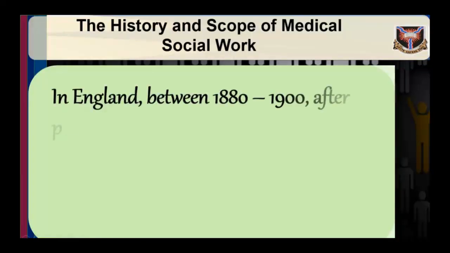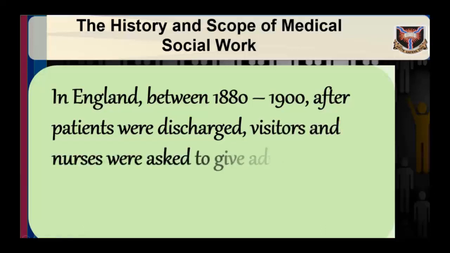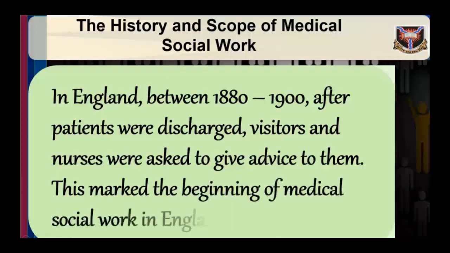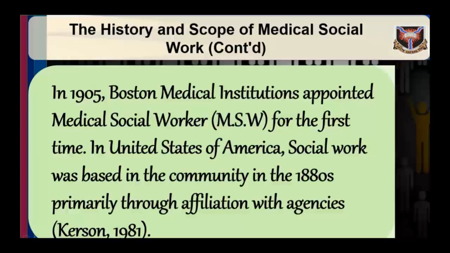History. In England between 1880 and 1900, after patients were discharged, visitors and nurses were asked to give advice to them. This marked the beginning of medical social work in England. In 1905, Boston medical institutions appointed medical social workers for the first time. In the United States of America, social work was based in the community in the 1880s, primarily through affiliation with agencies. Carson, 1981.